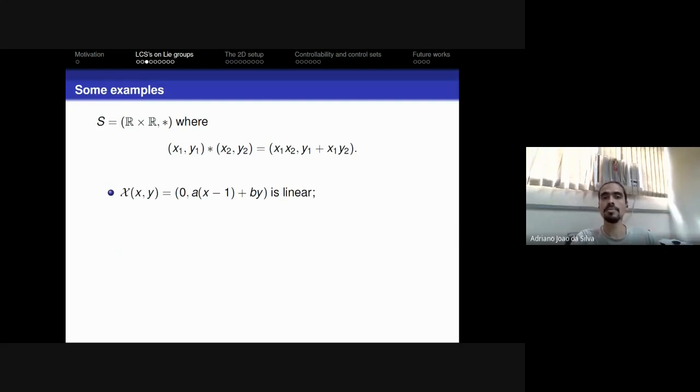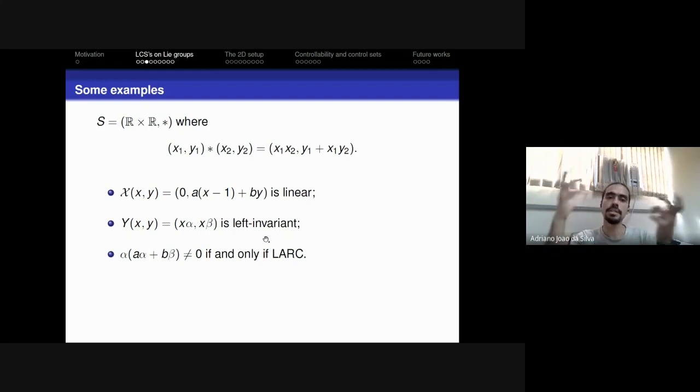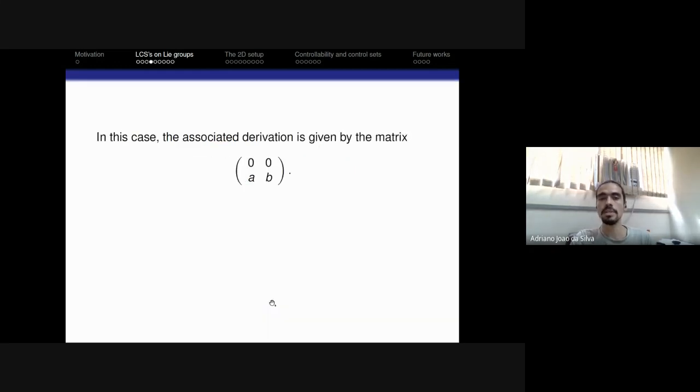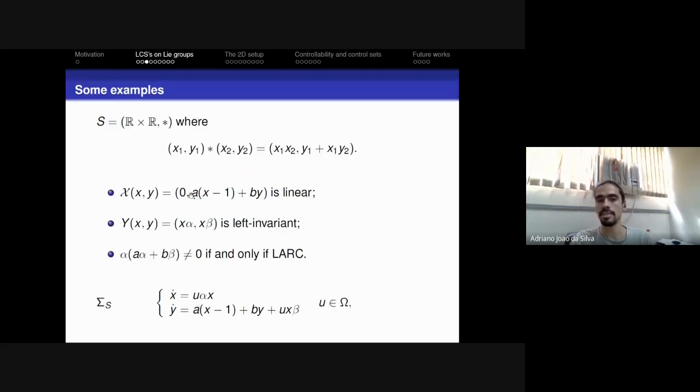And for this kind of group, we can explicitly calculate the linear vector fields and the left invariant vector fields, and we also have the topological and algebraic condition that I mentioned before. So mainly it is the Lie algebra rank condition, just saying that your vectors generate the whole Lie algebra involved. And what you have here is that under this Lie algebra rank condition, an arbitrary linear vector field has this expression in coordinates, okay? And you can solve it, and the associated linear map that I mentioned is the derivation of the Lie algebra, and it is given basically by this matrix here that is intrinsically connected with the linear vector field, so A and B.